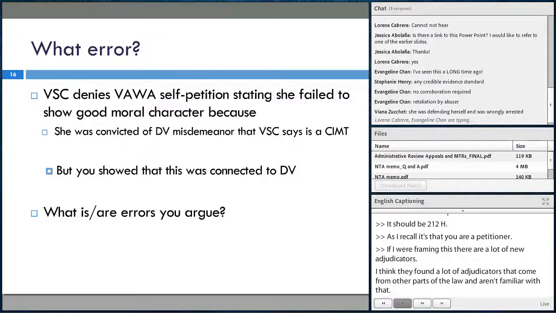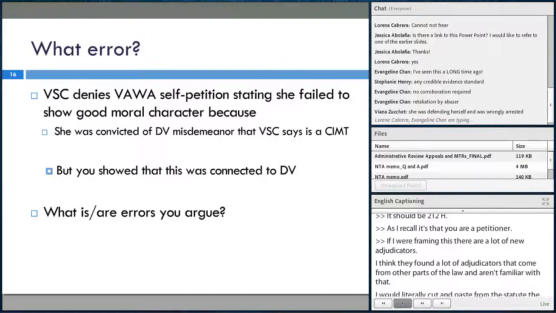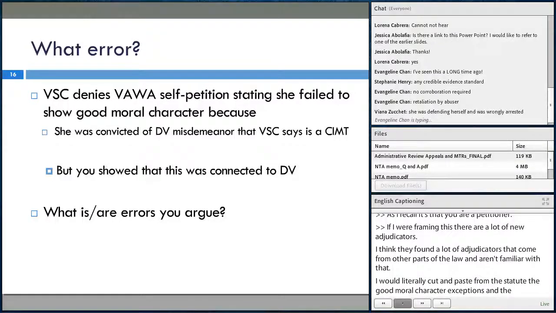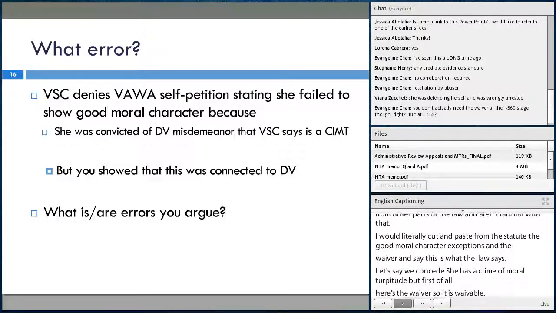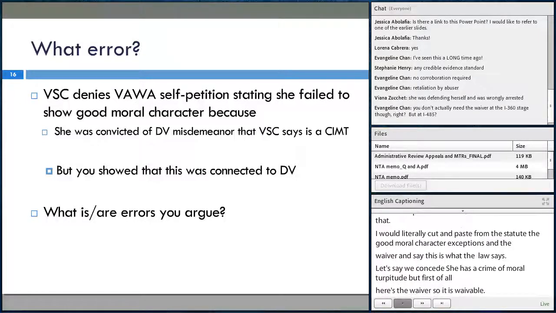Yes, we will, let's say we concede that she has a crime of moral turpitude, but first of all, here's the waiver, so it is waivable. We're not asking you to waive it, but we're just pointing to that it is waivable, and here's the evidence that it is connected to domestic violence. That is their legal error here, is that they appear to be applying the normal 101F good moral character bars.